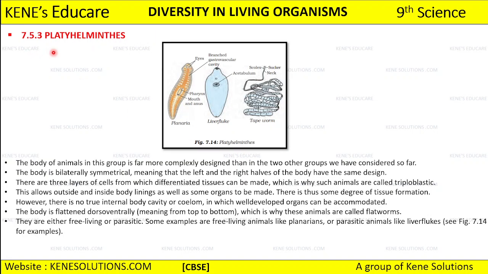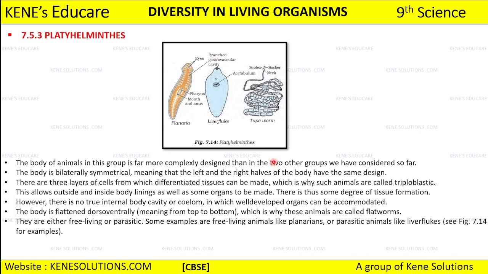After that we have the phylum Platyhelminthes. Now in Platyhelminthes we have Planaria as the best example, liver fluke and tapeworm. These are the three different examples of the animals that come under phylum Platyhelminthes. The body of the animals in this group is far more complexly designed than in the other groups we have considered so far.